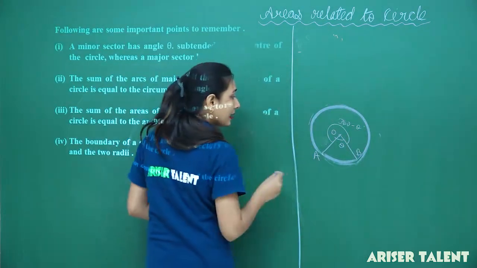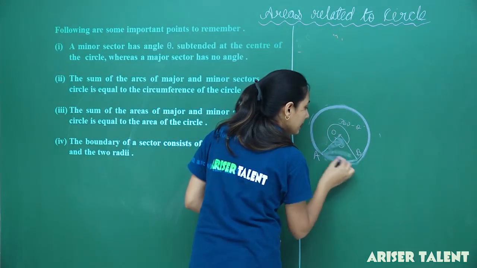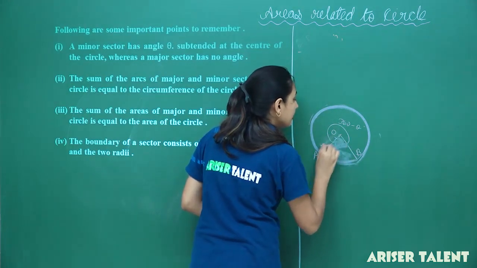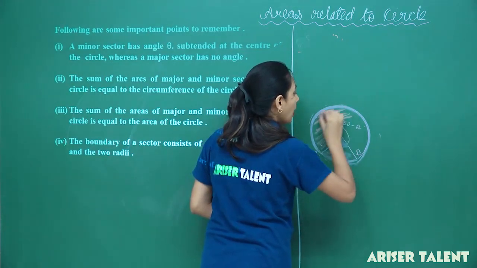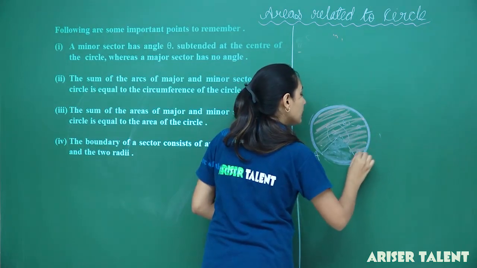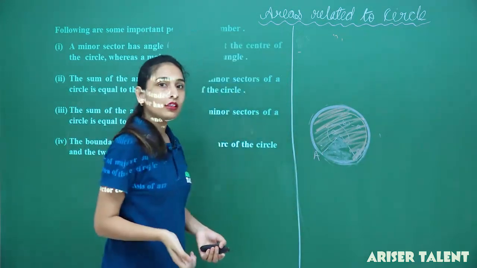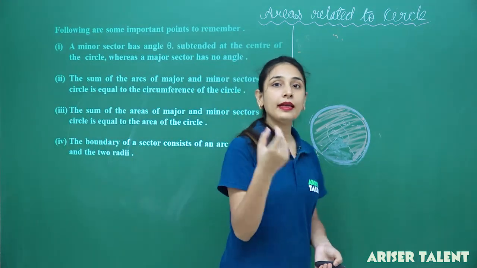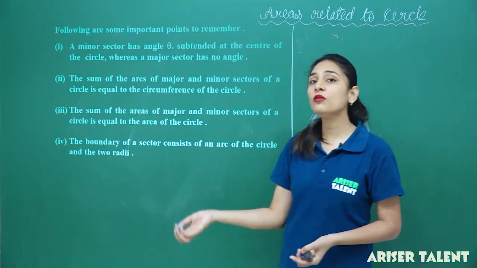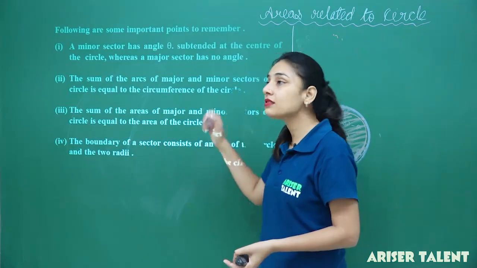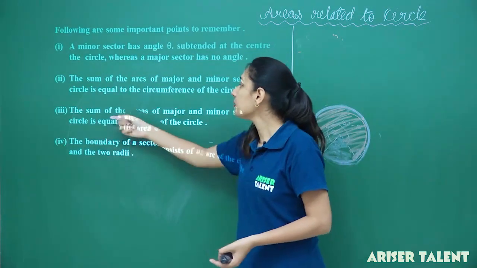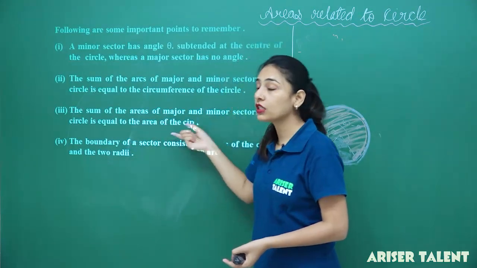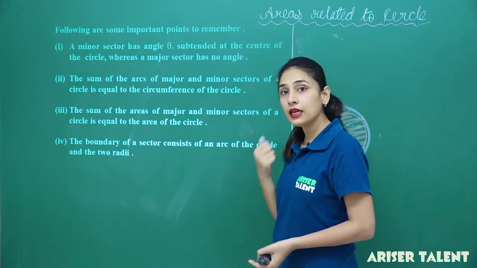The sum of the areas of the minor and major sectors: if I take this complete area and then this complete area, I am covering the complete area of the circle. So if you add the major sector area and the minor sector area, ultimately we find the complete circle area. The sum of the areas of the major and minor sectors of a circle equals the area of the circle.